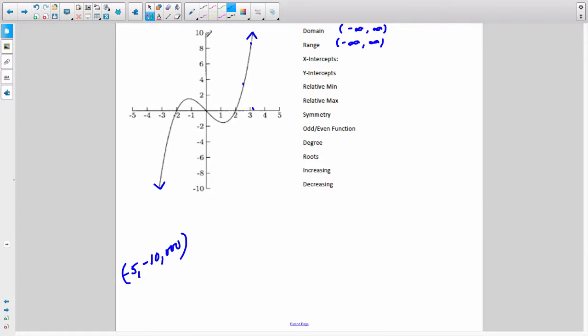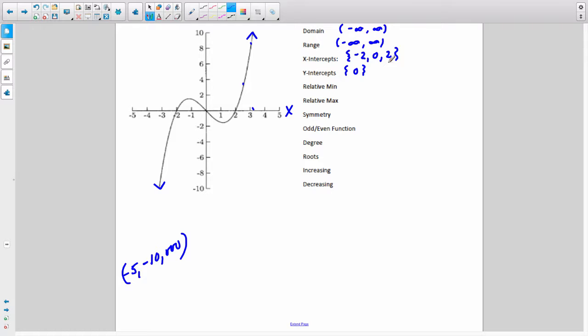Because it's going up, so all these y values will be part of some points, coordinates, right? And all these y values will exist over here. So it's infinity, infinity. Are there any x-intercepts? Absolutely. This is the x-axis, right? We have them at -2, 0, and 2. Set notation, -2, 0, 2. Any y-intercepts? Yes. At 0.